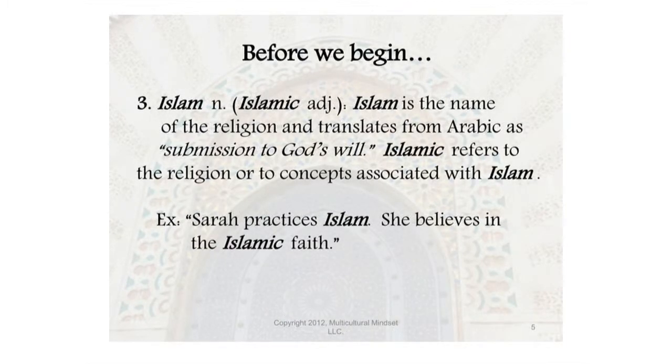Other words I'd like you to be familiar with are Islam and Islamic. Islam is a noun, and it refers to a religion, like Christianity, or Judaism, or Buddhism, or Sikhism. The adjective is Islamic. Islam is the name of the religion, and it translates directly from Arabic as the submission to God's will. Islamic refers to anything associated with the religion of Islam. It's akin to saying Christian, like my Christian neighbor, or my Jewish father. An example would be: Sarah practices Islam. She believes in the Islamic faith. So you could substitute Islam with Christianity, and Islamic faith with Christian faith, right? Or any other religion, for that matter.